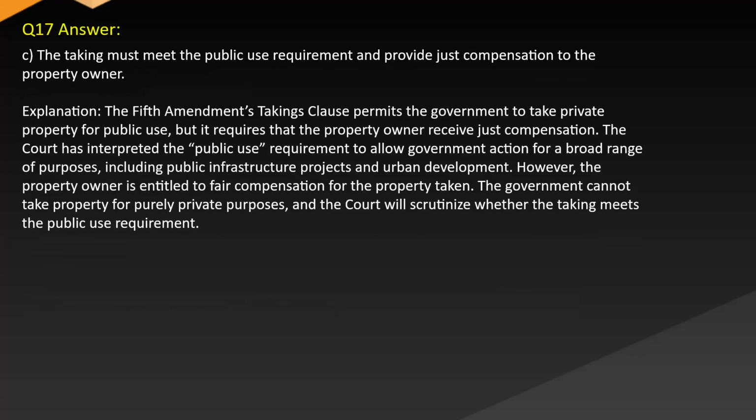Answer: C. The taking must meet the public use requirement and provide just compensation to the property owner. Explanation: The Fifth Amendment's takings clause permits the government to take private property for public use, but it requires that the property owner receive just compensation. The court has interpreted the public use requirement to allow government action for a broad range of purposes, including public infrastructure projects and development. However, the property owner is entitled to fair compensation for the property taken. The government cannot take property for purely private purposes, and the court will scrutinize whether the taking meets the public use requirement.